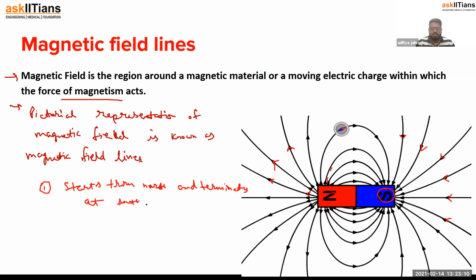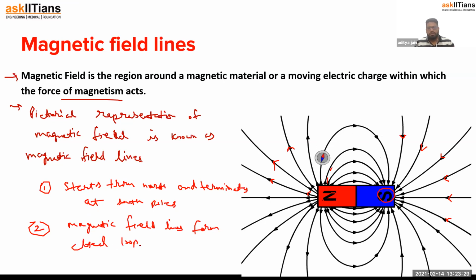So this is the first property of magnetic field lines: magnetic field lines start from the north pole and terminate at the south pole. Now if you see carefully, the second property is that the magnetic field lines form closed loops, meaning a closed path. That means they are starting from north and going towards the south.